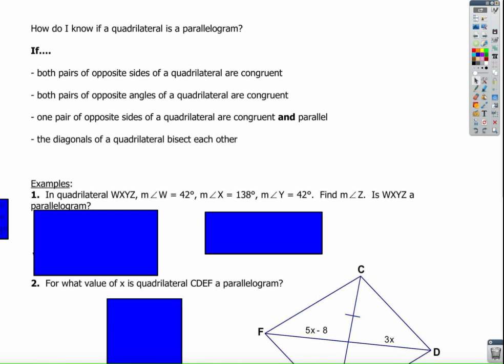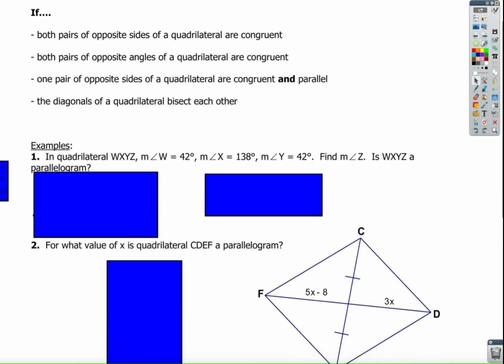Now that you've looked at how to use a parallelogram to solve for pieces, what if I have a quadrilateral and I want to know, is it a parallelogram? Well, I can prove that a quadrilateral is a parallelogram if both pairs of opposite sides are congruent, both pairs of opposite angles are congruent, one pair of opposite sides are both congruent and parallel, or if the diagonals bisect each other. Now, when using these, you have to use the entire statement. So it must be both pairs of opposite sides are congruent. If you only have one set of congruent sides, that will not prove the quadrilateral is a parallelogram.